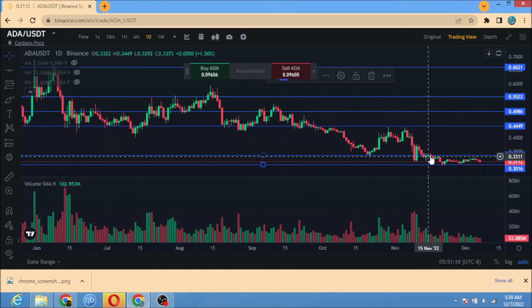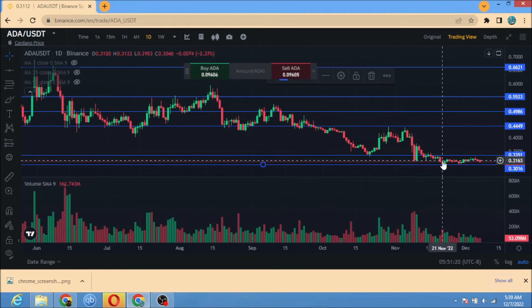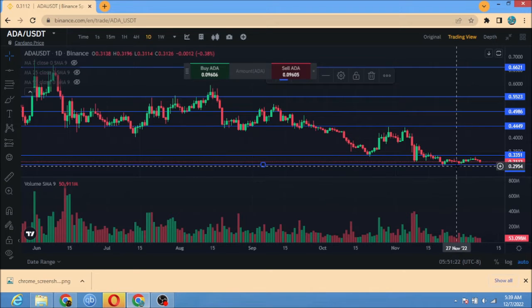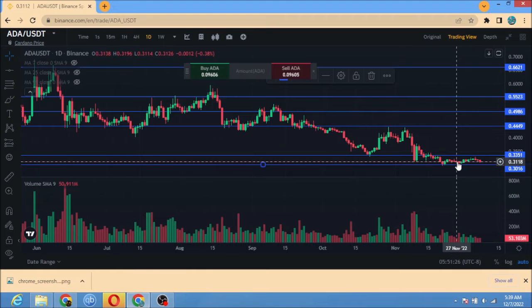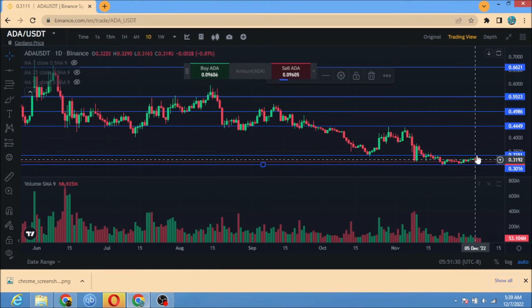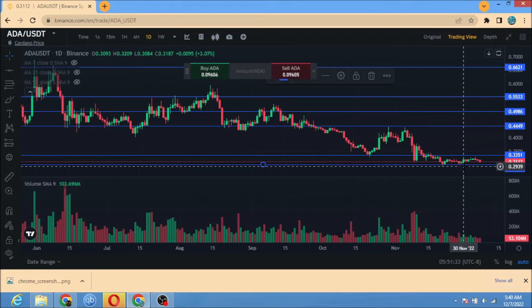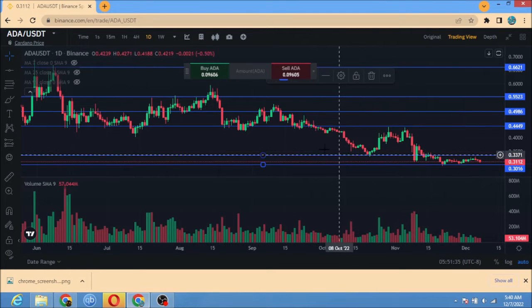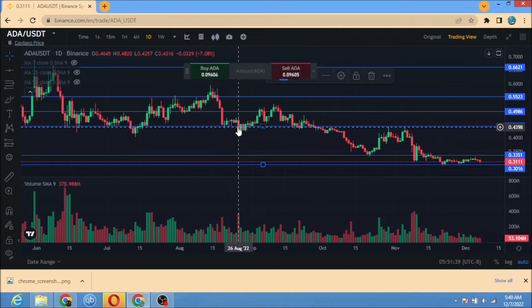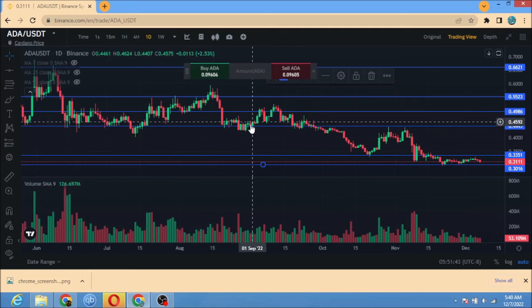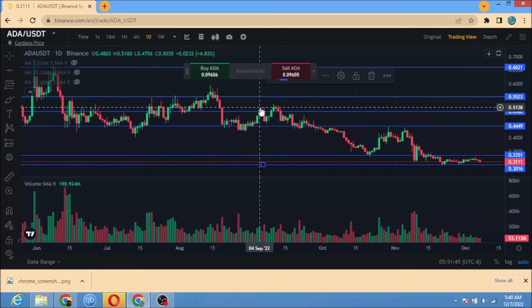support. Our chart is trying to break it, but it has failed. It knocked it down the first time, the second time it failed. Now it is trying to break it the third time, but this one is our support. When you come here, this one was our support. It supported it and it moved upwards.